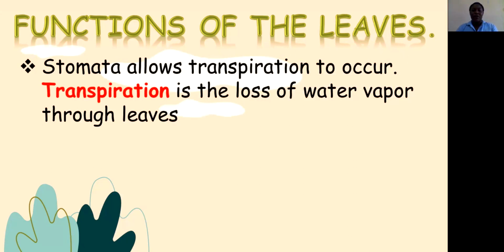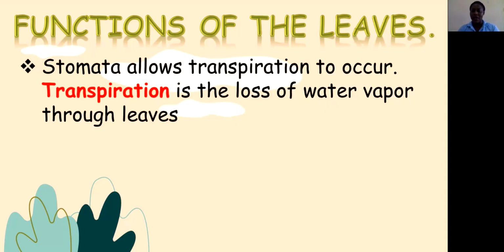And then you look at my screen, there is a word that I've written. Stomata allow transpiration to occur. Transpiration, there is a vocabulary there, transpiration. What is transpiration, students? Transpiration is the loss of water through leaves. Transpiration is the loss of water through leaves.